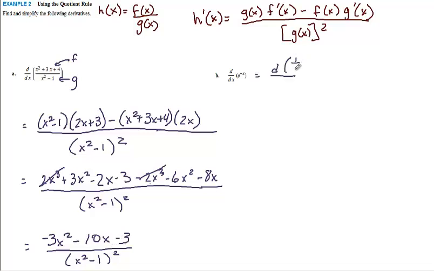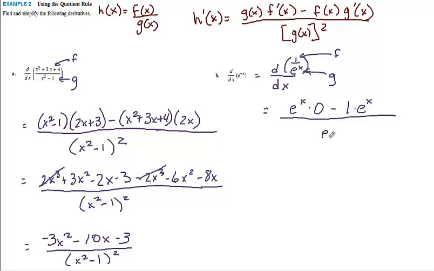1 over e to the x. That way I can use the quotient rule where there's my f, and it would be much easier. Take the g, write it down, e to the x times the derivative of the numerator. Derivative of the numerator is a 0, so that's times 0. That term is going to be gone, minus the numerator, which is a 1, times the derivative of the denominator, which is just e to the x, all over the denominator squared, so e to the x quantity squared.